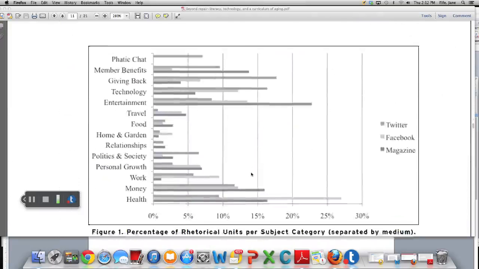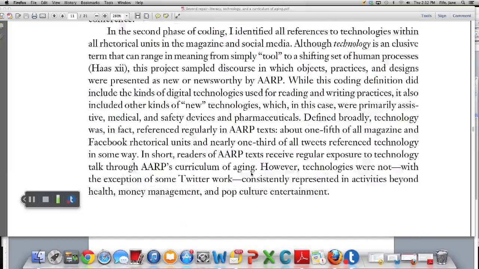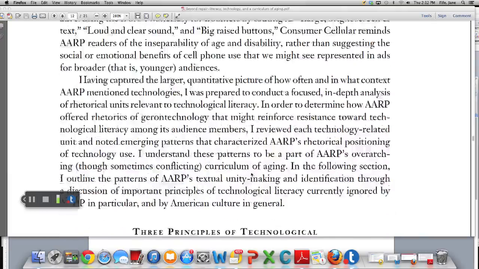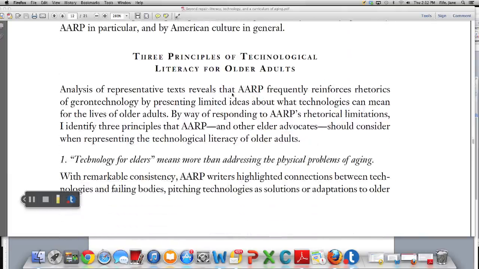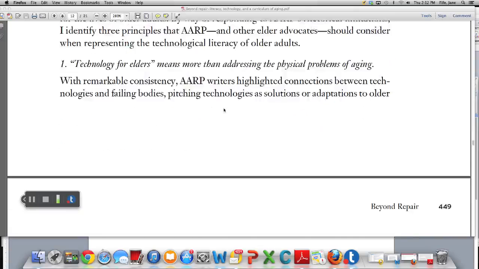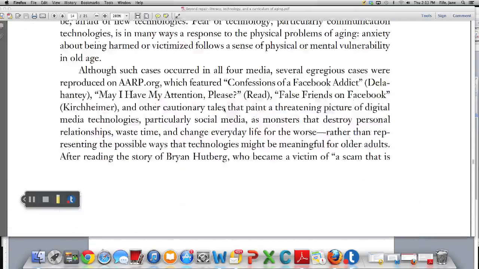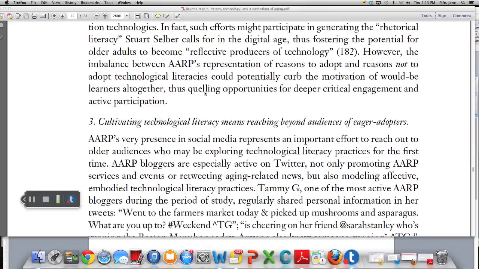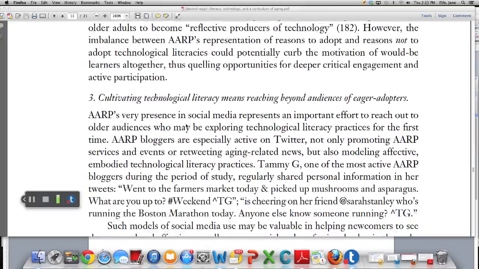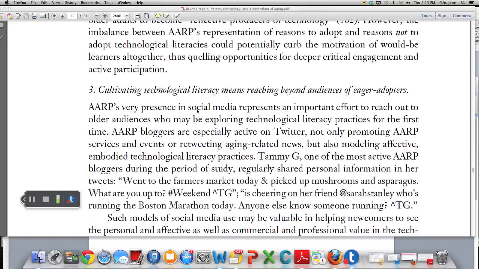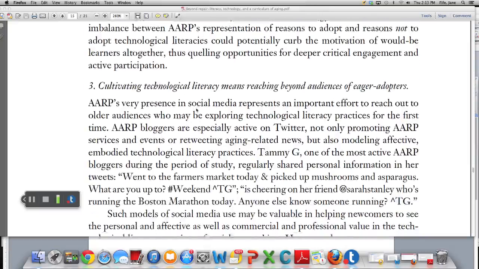And then here's some of the results in a chart there. And more results are discussed, but instead of a section that just says results, they label it 3 Principles of Technological Literacy for Older Adults. Okay, and so that continues with headings that focus on the specific content for that section and what those findings are, rather than just saying things like results and discussion.